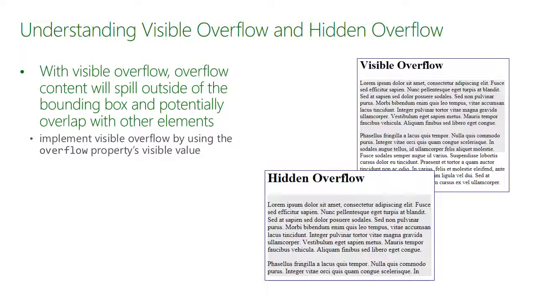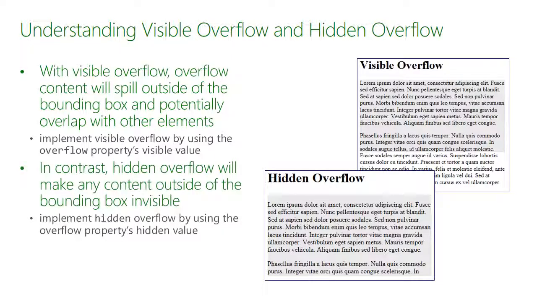Understanding visible overflow and hidden overflow. With visible overflow, overflow content will spill outside of the bounding box and potentially overlap with other elements. Implement visible overflow by using the overflow property's visible value. In contrast, hidden overflow will make any content outside of the bounding box invisible. Implement hidden overflow by using the overflow property's hidden value.